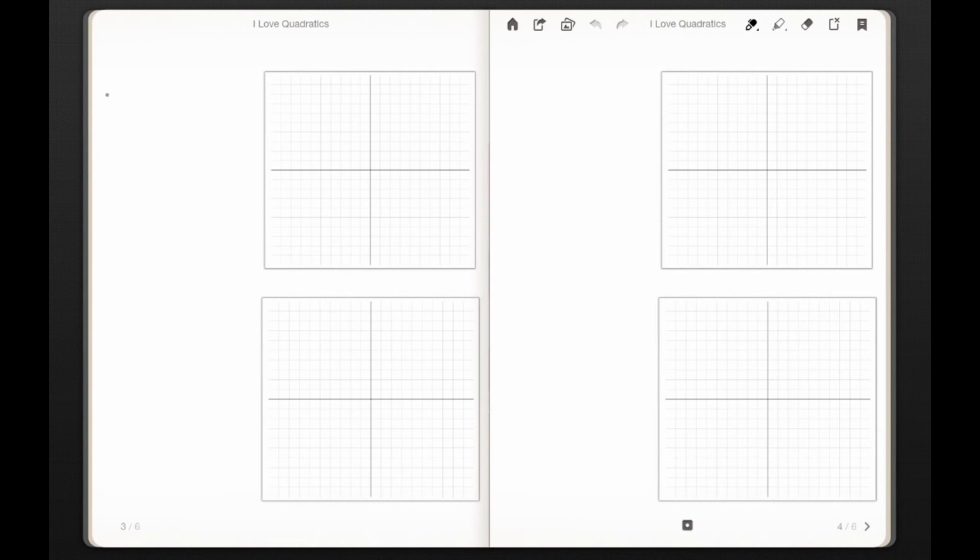But now let's take a look at something a little different than that. This time, instead of increasing the number in front of x, we're going to decrease it. We're going to have a fraction there.